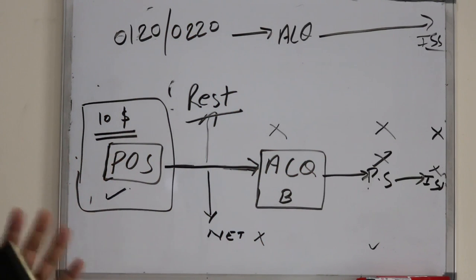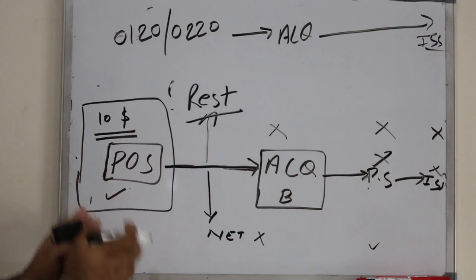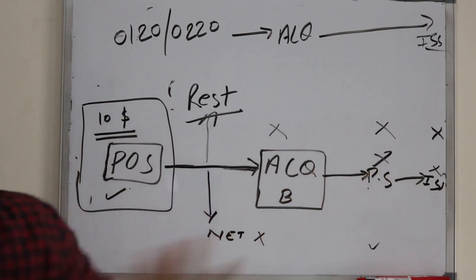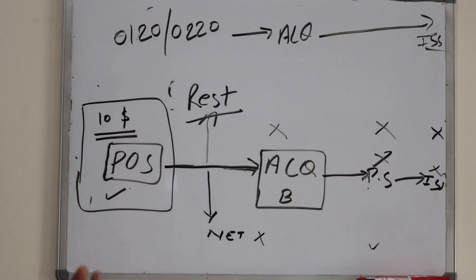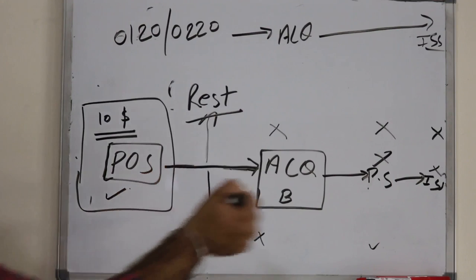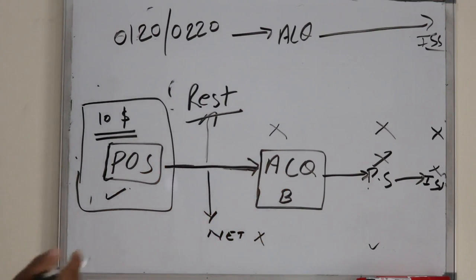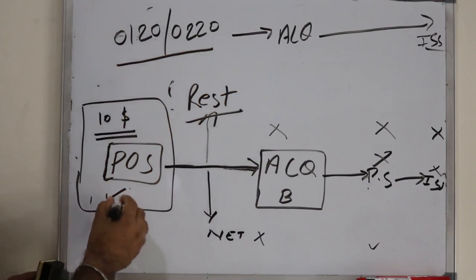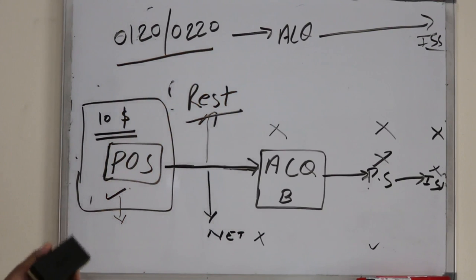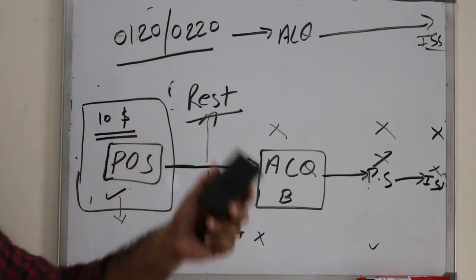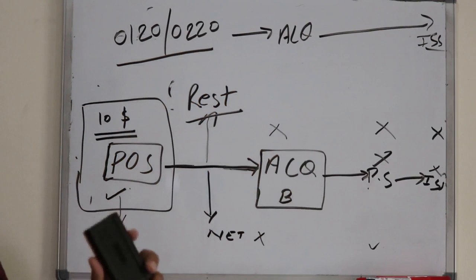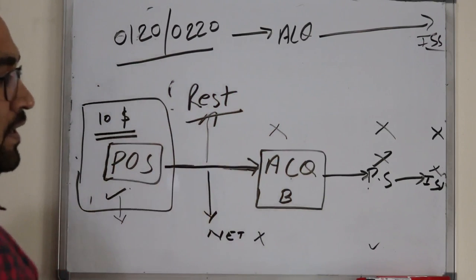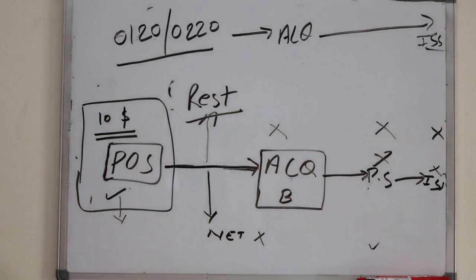Now in this case, one thing we need to understand: this transaction was already approved by the POS device. So neither the acquiring bank nor the issuing bank can decline this. This is a global rule, a mandate by all the payment schemes, especially Visa and MasterCard I'm talking about. Once a transaction has been approved offline at any terminal, when it reaches the acquirer or issuer, they should not decline. They should simply accept it. So when this transaction reaches here, the acquiring bank will accept it and the issuing bank will also accept.